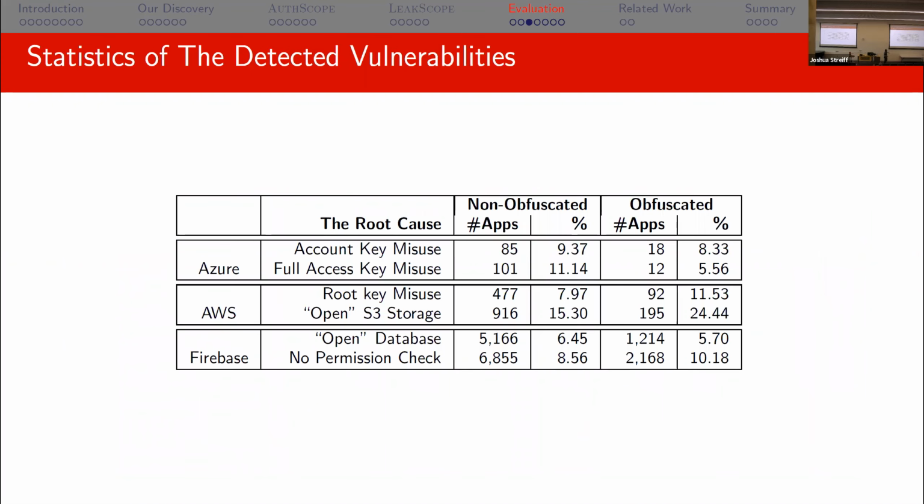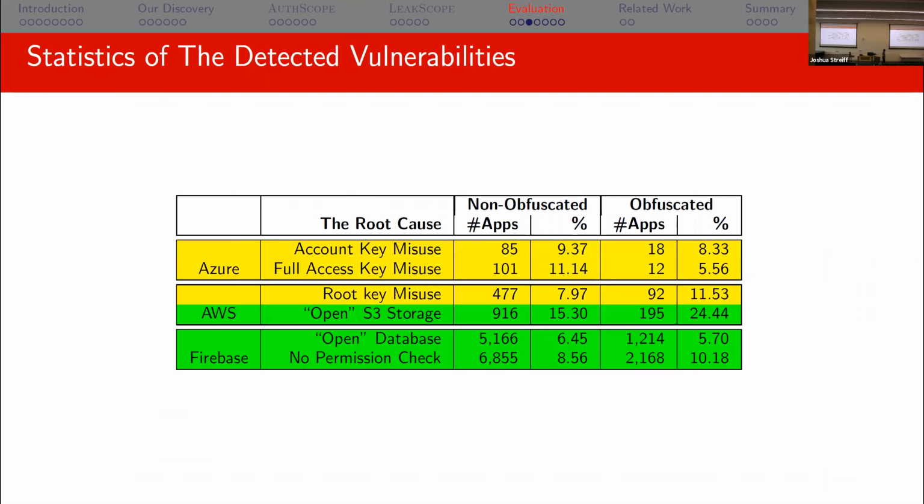All right, the most important one, right? What we found. Here are the statistics of the detected vulnerabilities. For all the three clouds, they're all vulnerable. And the one highlighted in yellow is the misuse of keys.